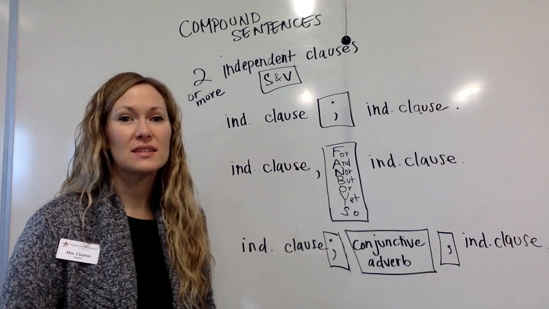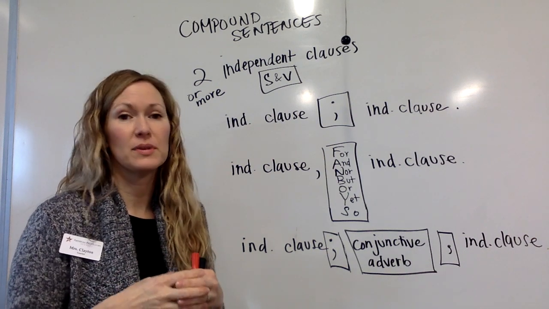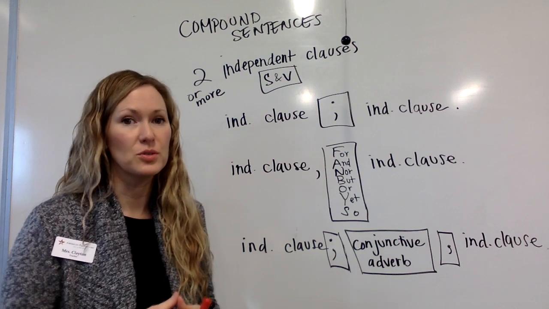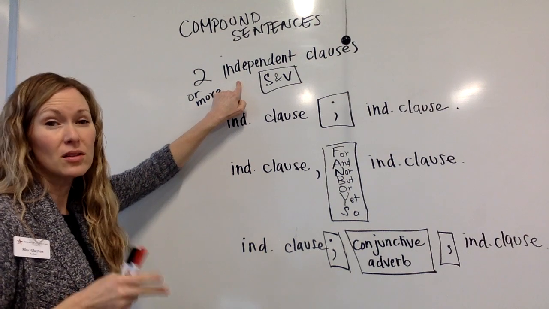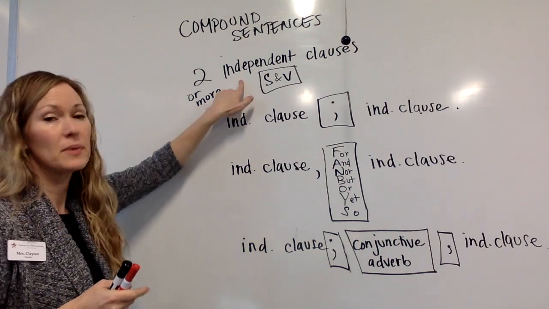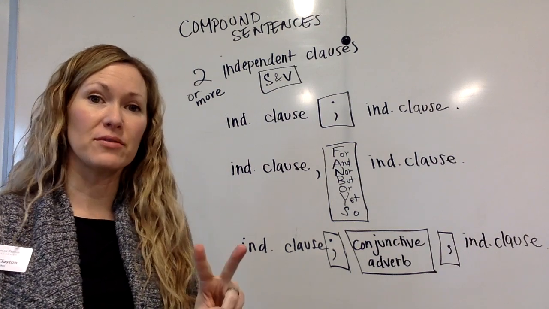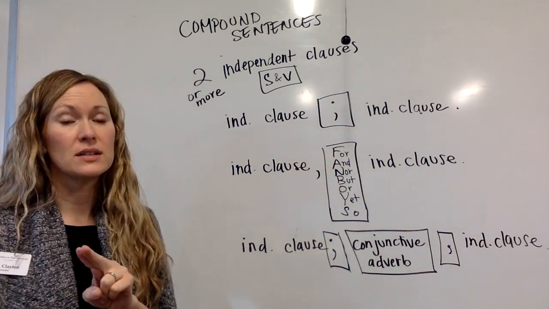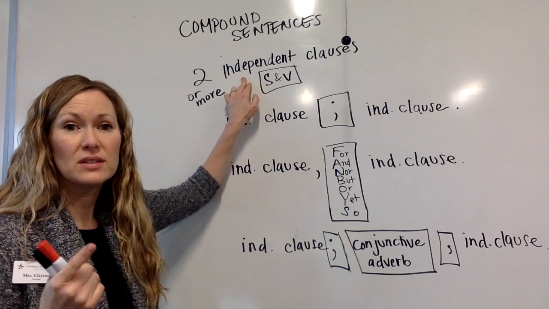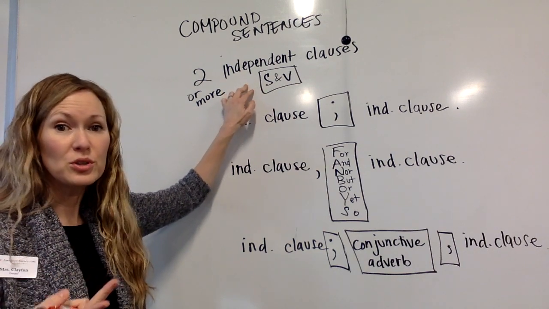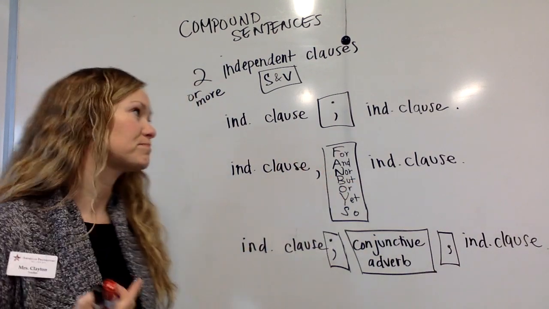So compound sentences have two independent clauses that are connected by typically a word, sometimes a punctuation mark. So compound sentences will be two independent clauses or more, so two or more independent clauses. And each independent clause will have a subject and a verb. So you will be looking for subject-verb pairs. So an independent clause will have a subject and a verb. So when there are two independent clauses, you're going to be looking for subject-verb and subject-verb.